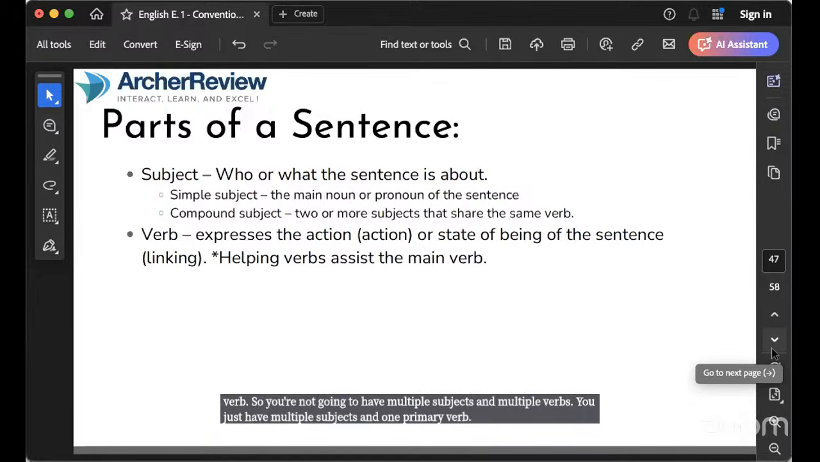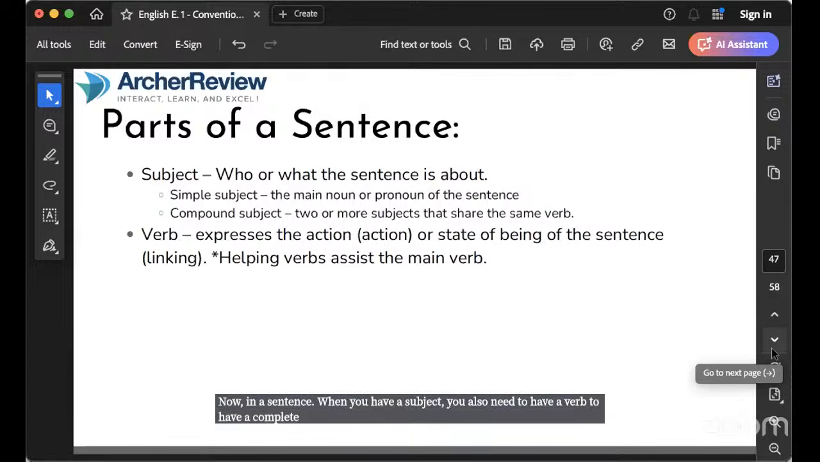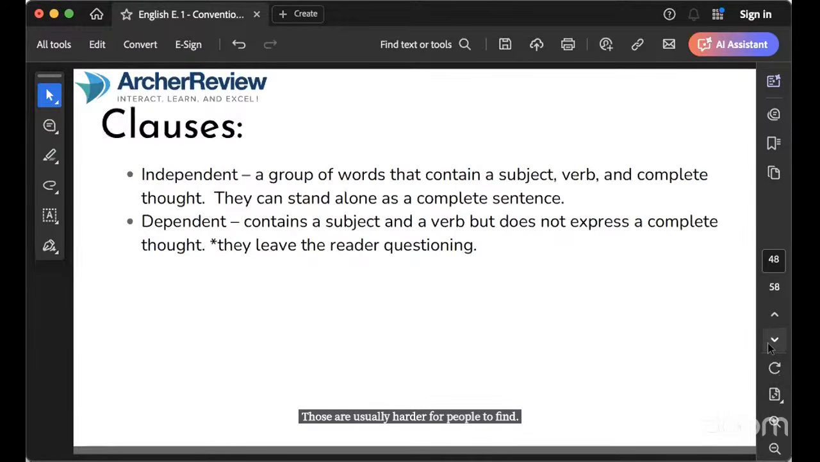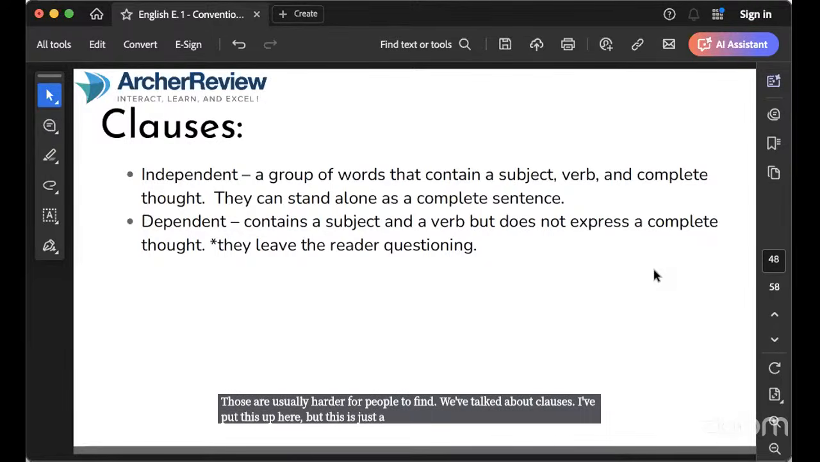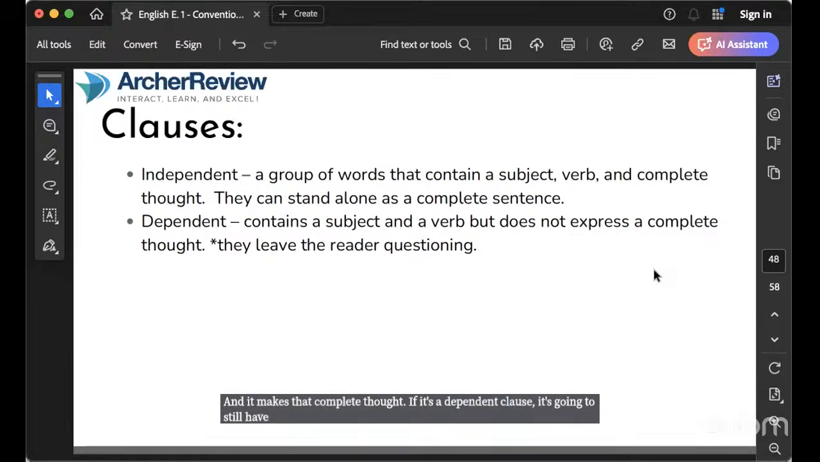Now, in a sentence, when you have a subject, you also need to have a verb to have a complete sentence. This can be either an action verb showing action or a linking verb showing a connection to a relationship or a description. Those are usually harder for people to find. We've talked about clauses. This is just a summary of what we talked about. An independent clause is a group of words with a subject and a verb, and it makes a complete thought. A dependent clause still has that subject and verb. It just will not express a complete thought.